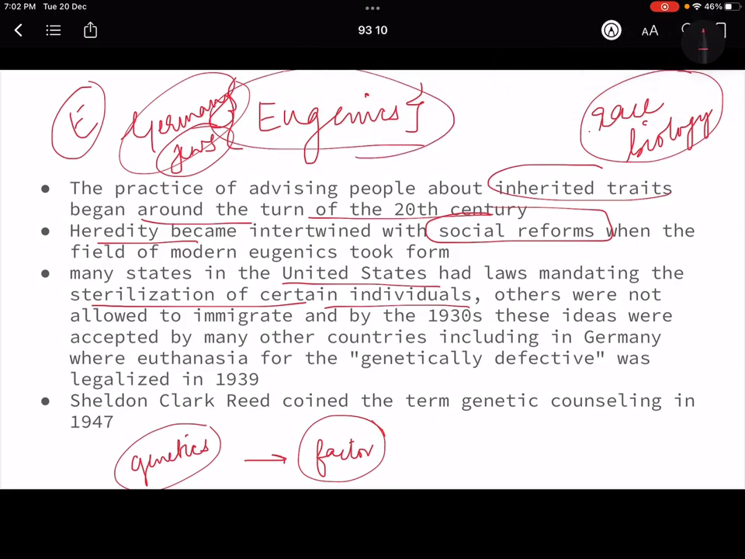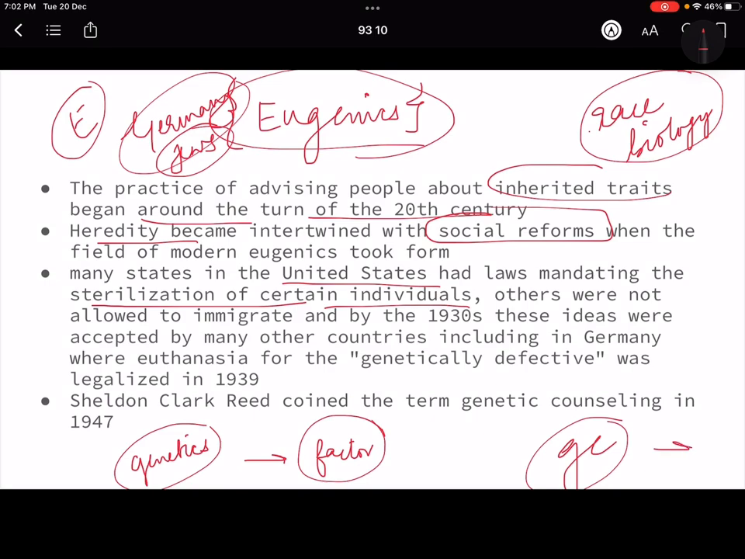So eugenics is not the topic for now, but just understand why we do genetic counseling. Because sometimes, for example, you know that if you are going to reproduce, your child would definitely have this disease. So then why do you want to have a child who will suffer? You might want to abort that child, no?